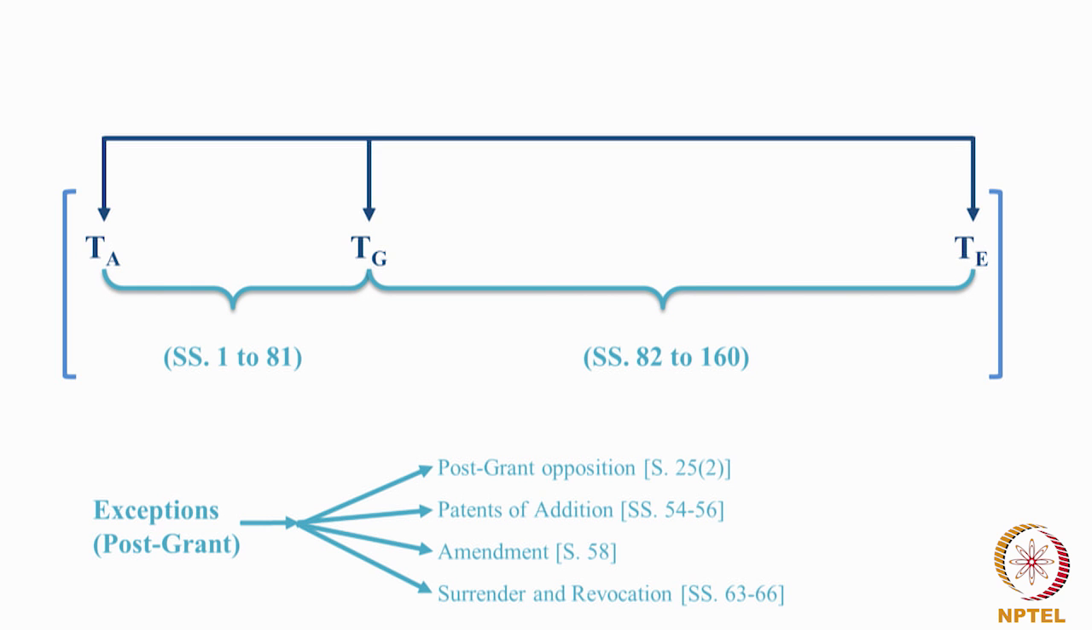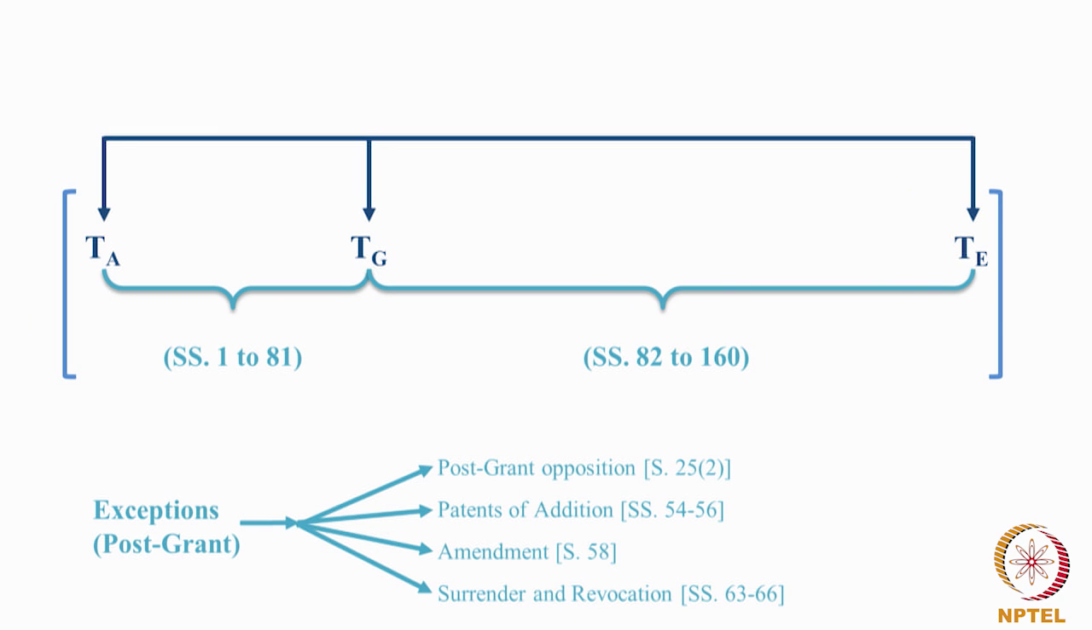Post grant opposition under section 25(2), though it comes between sections 1 to 81, it actually happens after TG. Though at the patent office it happens, the time for it occurring is after TG, because for a patent to be opposed under post grant opposition, it has to be granted in the first place.